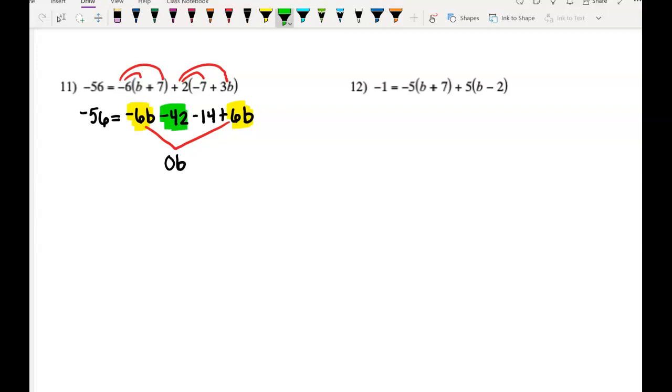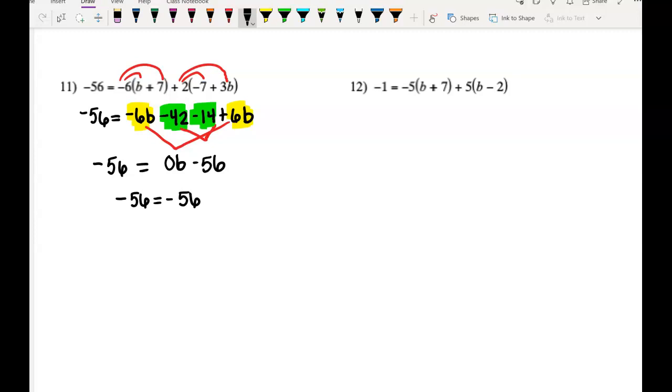And then we have negative 42 and negative 14 that we have to combine. Because they are both negative, we're going to add them. So negative 42 plus negative 14 would give us negative 56. So negative 56 equals 0b minus 56. Do we write 0b in our problem? When we get to the 0, because what is anything times 0? 0. So really this would be negative 56 equals negative 56.